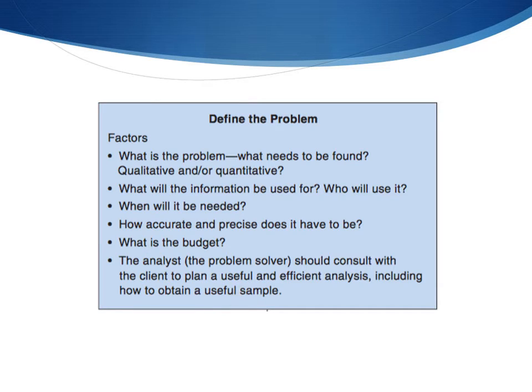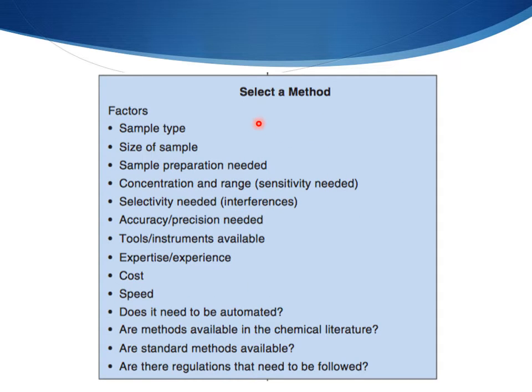In this step there are various types of statistical analysis involved. Then we have to select a method, that is, which sample type we are going to use, then the size of the sample and the preparation needed. Some tests also need sample preparation. For example, they need derivatization, precipitation, or sometimes we have to extract the sample by means of solvent extraction.